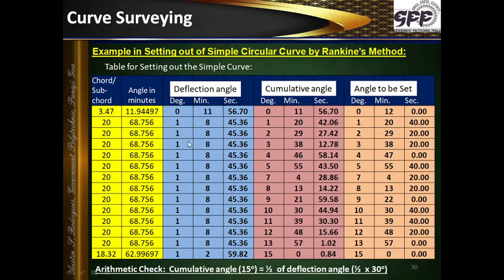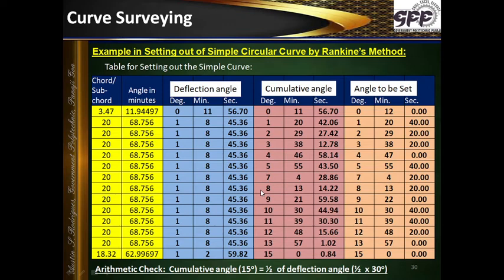The next one gets another 1 degree 8 minutes 45.36 seconds added, so we get 3 degrees 38 minutes 12.78 seconds. Then we get 4 degrees 46 minutes 58.14 seconds. Similarly we go further up to the 14th one, which gives me 13 degrees 57 minutes 1.02 seconds. And finally, when I add the last one of the final subchord, I get 15 degrees 0 minutes 0.84 seconds.